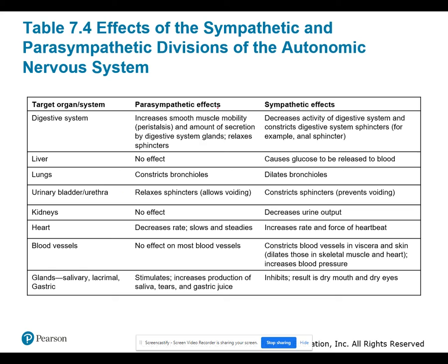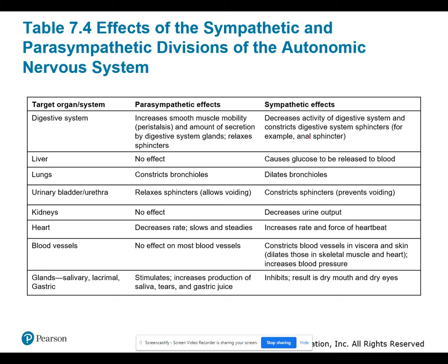So your digestive system, if you have parasympathetic results, this is where peristalsis is occurring because you're digesting. You're going to start secreting a lot of things that help with digestion. Whereas during the fight or flight response, during sympathetic, here you are decreasing digestive activities because you need to use your energy elsewhere to help run. And you're going to decrease the amount of digestive gland juices that are released because you don't want to start digesting food. The liver, the parasympathetic has no effect, whereas the sympathetic, this is going to cause glucose to be released in blood because glucose carries energy.